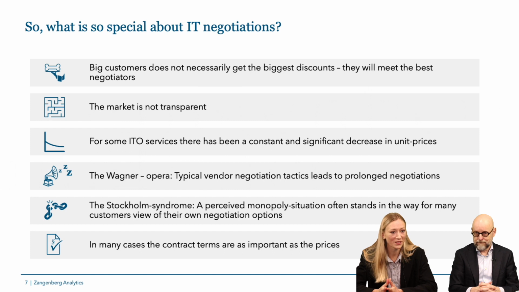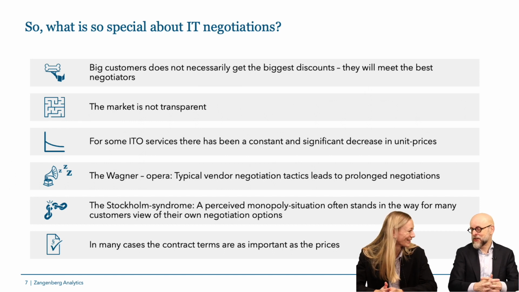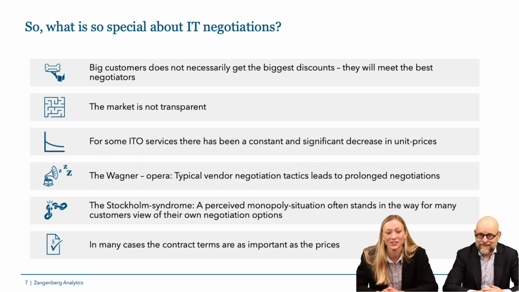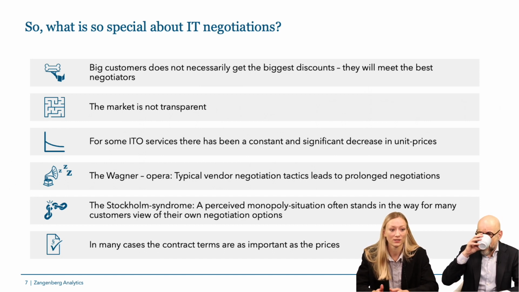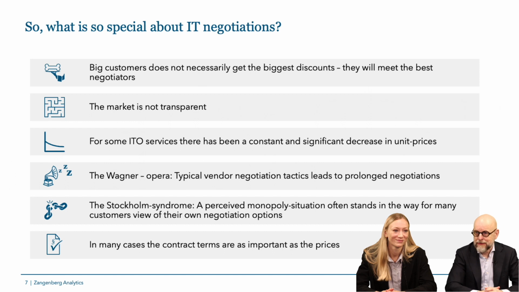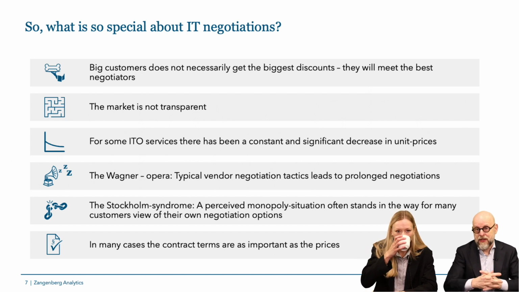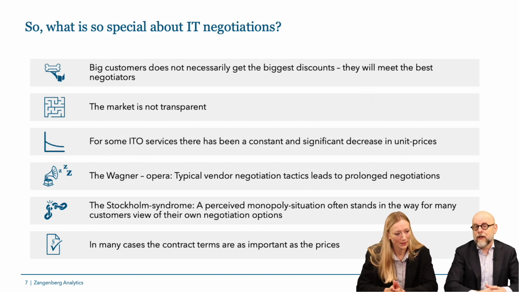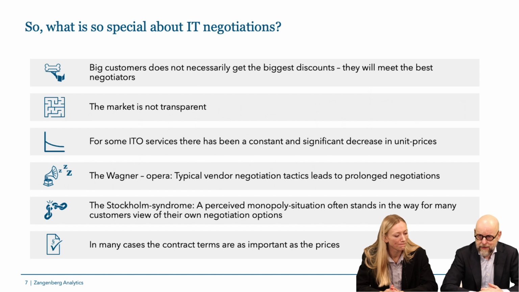Yeah. And then there's the Stockholm syndrome, where you fall in love with your hostage taker. A perceived monopoly situation often stands in the way of customers seeing their own negotiation options. This perceived monopoly situation, for example, in a Microsoft, Oracle or SAP negotiation, stands in the way of seeing that their own options are actually quite valuable for the vendor. Like you should say to your children, you can do much more than you think you can do. Yeah. You're fantastic. Perhaps people say that too much. But you should say that to yourself as well in an IT negotiation, that you have a lot more options than you think, because you get paralyzed by the view of this perceived monopoly situation.